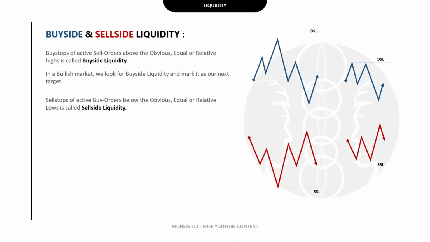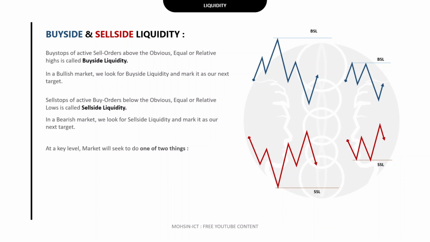Sell stops of active buy orders below the obvious equal or relative lows is called sell side liquidity. Now, these are the sell stops of the buy orders of smart money, basically the large hedge funds and the traders who work in billions. In a bearish market, we look for sell side liquidity and mark it as our next target.